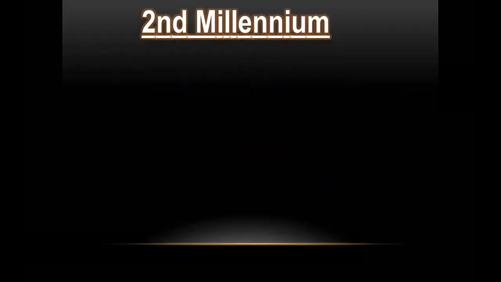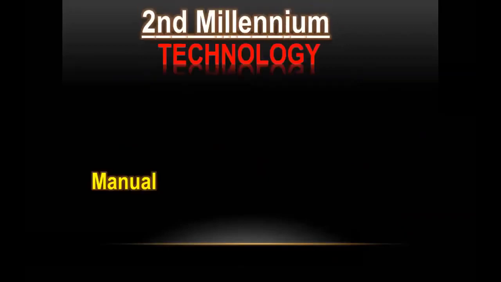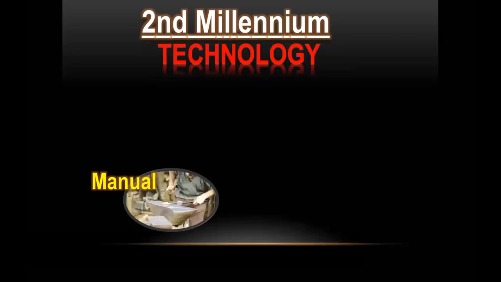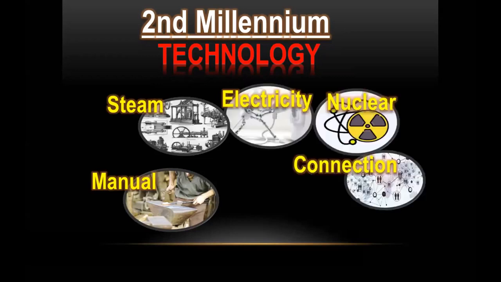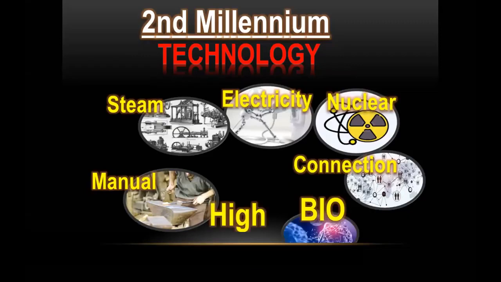طيب العنصر الثالث اللي هو التكنولوجي في الألفية الثانية. التكنولوجيا في الحقيقة ظهرت أو تركزت في نهاية الألفية الثانية، بداية من المانيوال تكنولوجي، وبعدين الستيم تكنولوجي، وبعدين الإلكتريك تكنولوجي، وبعدين النيوكلير تكنولوجي، وبعدين الكوميونيكيشن تكنولوجي، البايو تكنولوجي، لغاية ما وصلنا للهاي تكنولوجي اللي وصلنا فيها لتصنيع الروبوت. واصبح كل شيء في هاي تكنولوجي بالذات في مجال التصنيع، وبقى الهاي تكنولوجي من الحاجات اللي بنعتمد عليها بشكل كبير جدا في المصانع.